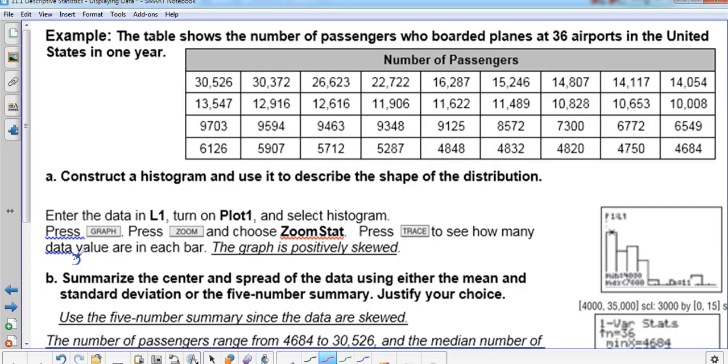This is a set of data that we are not going to spend time typing into our calculator, because I'll be here all day. You know how fast I am. But I included this example because here are the keystrokes.